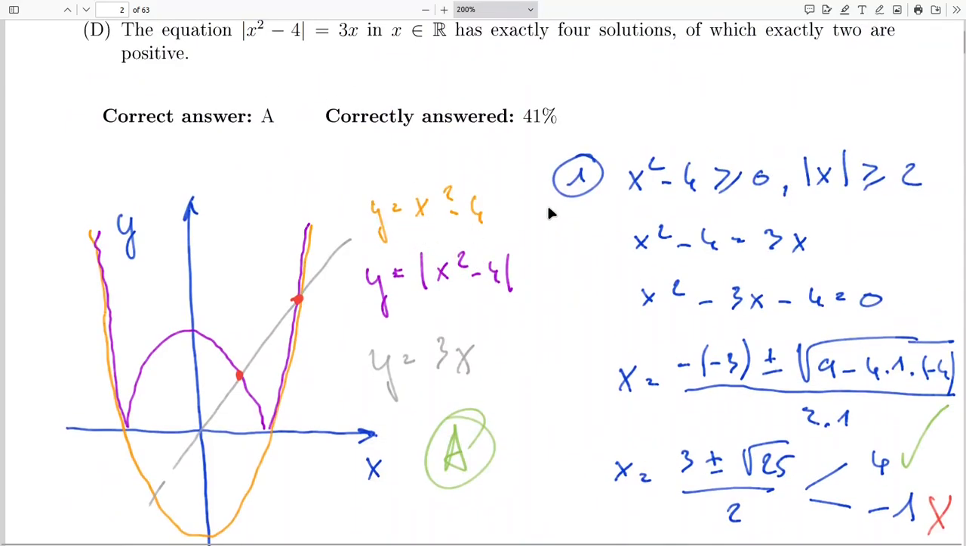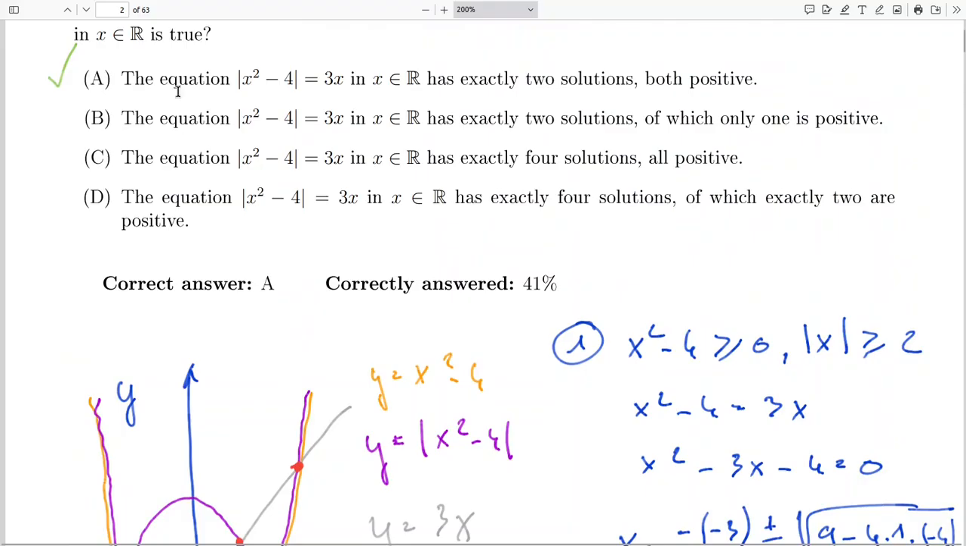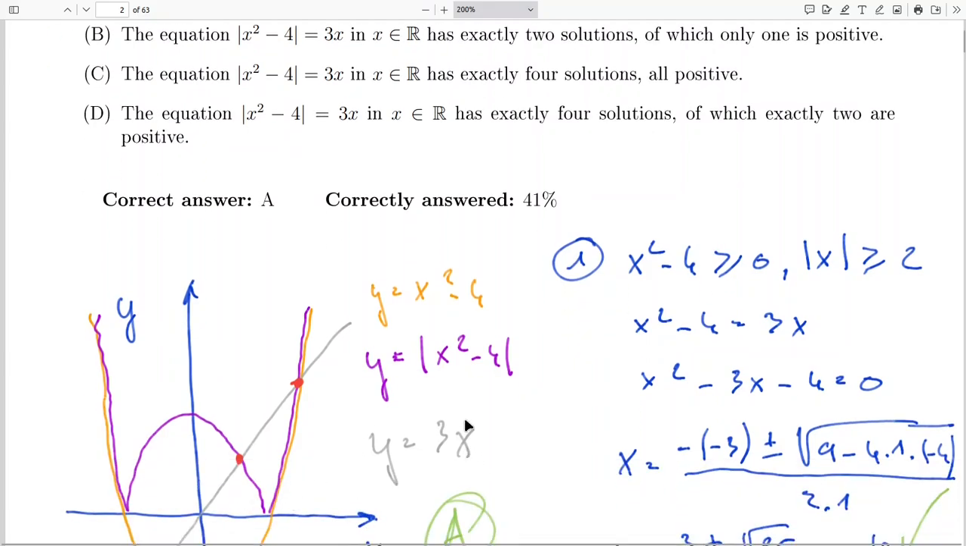So if you draw y equals x squared minus 4, that looks like the orange curve. It's just a parabola. To get the absolute value, you just have to flip whatever is on the negative side to the positive side, which gives you the purple curve. And then y is 3x, is kind of a steep line, and you immediately can see that you will only have 2 intersections between the line and that parabola absolute value thing. So the correct answer is A. The equation has exactly 2 solutions, and as you can see, both will be positive.